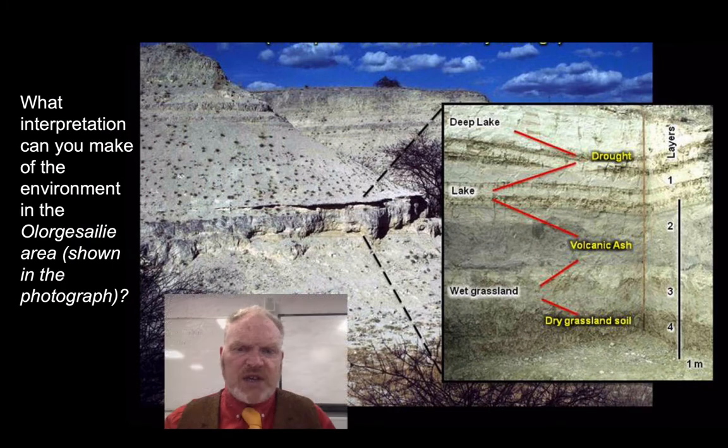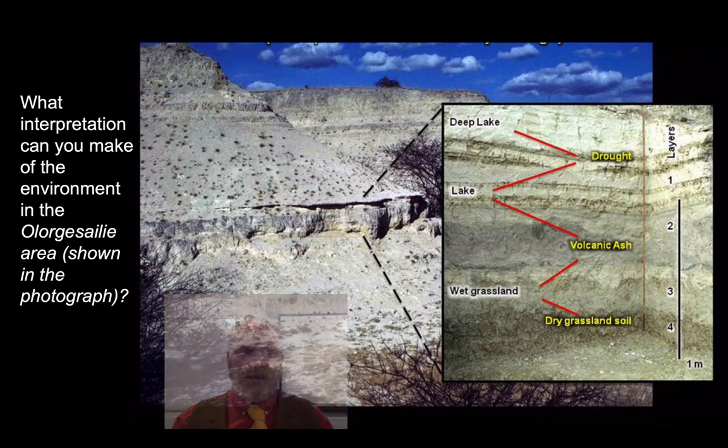If we look at the geological section here, within a relatively thin section of sediments, in this pit here you're seeing what, maybe 1.5 meters worth of sediments. We have the environment changing from a dry grassland to a wet grassland to some volcanic activity. We then have a lake sediment followed by a drought followed by a deep lake. There are various volcanic ash layers in here as well. It shows an unstable, fluctuating environment.